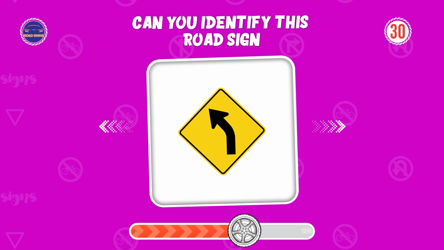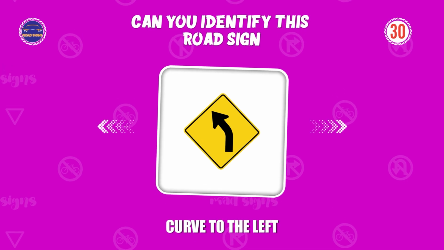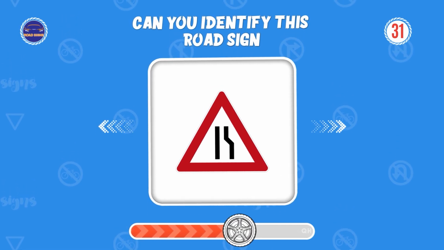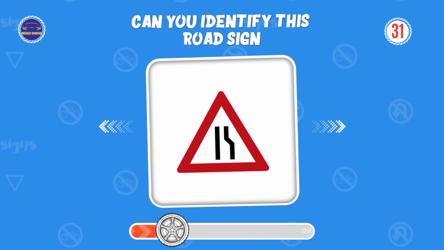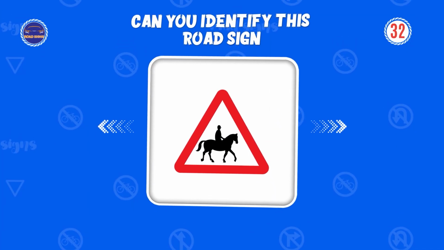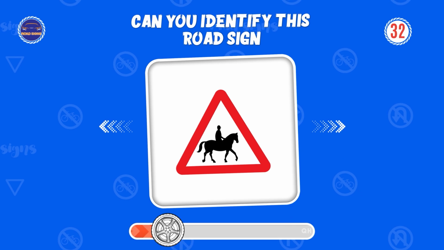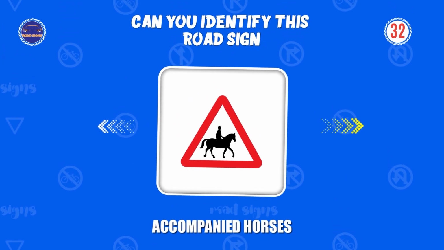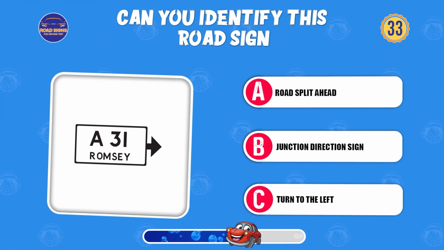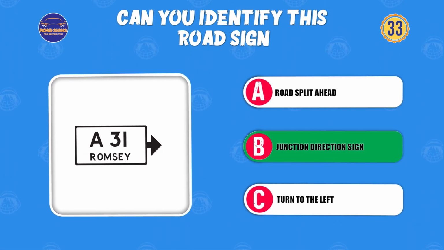Question 30. What does this road sign indicate? Curve to the left. Question 31. Can you identify this road sign? Road narrows on the right side. Question 32. What does this road sign mean? Accompanied horses. Question 33. What does this road sign indicate? B. Junction direction sign.